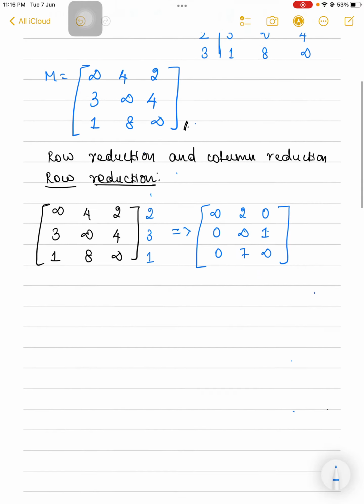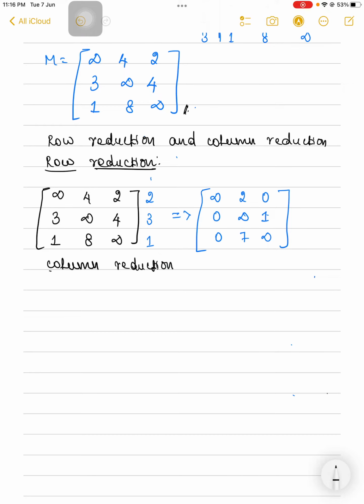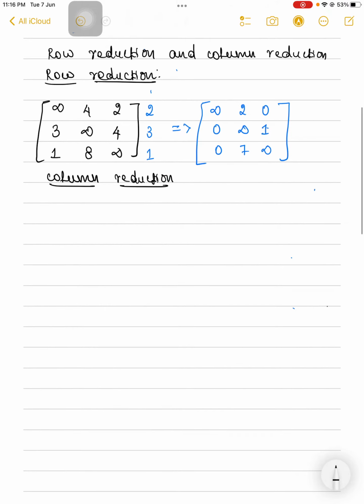The second step is performing column reduction. Column reduction can be performed only on the row reduced matrix. The row reduced matrix is 0, 2, 0, 0, infinity, 1, 0, 7, infinity. This is the row reduced matrix. So now we are supposed to perform the column reduction. We need to identify the column minimum from the entire column.